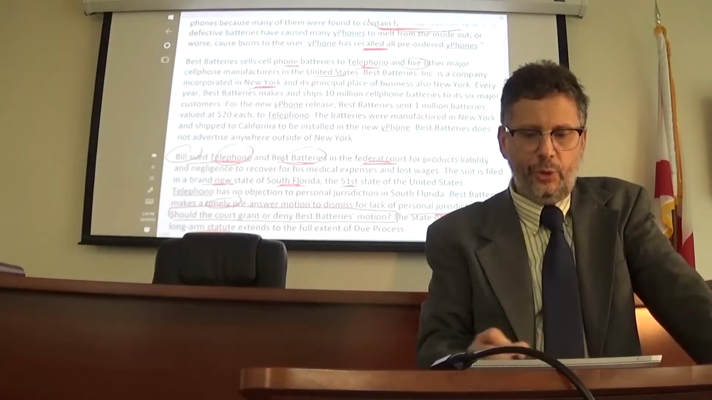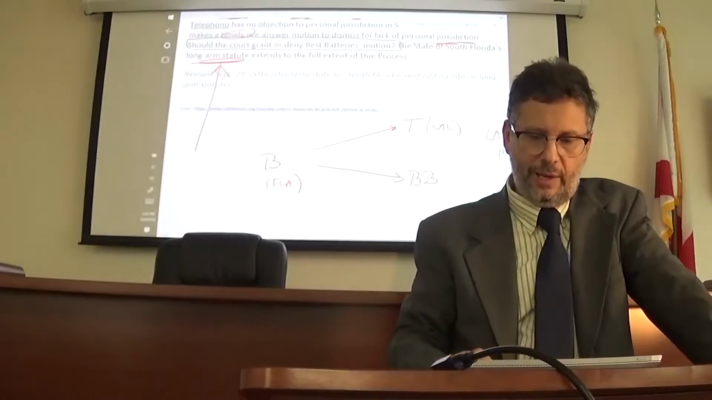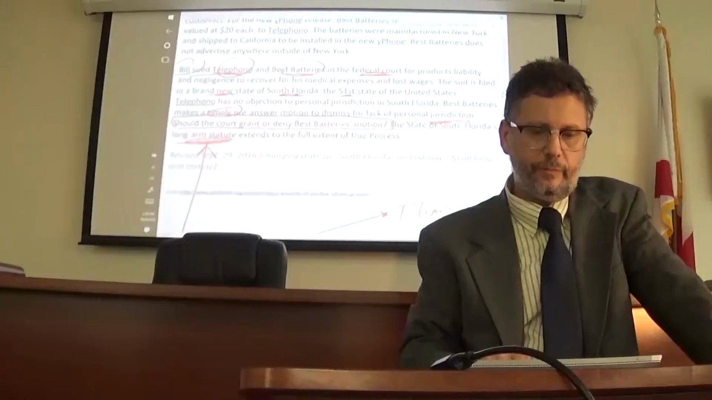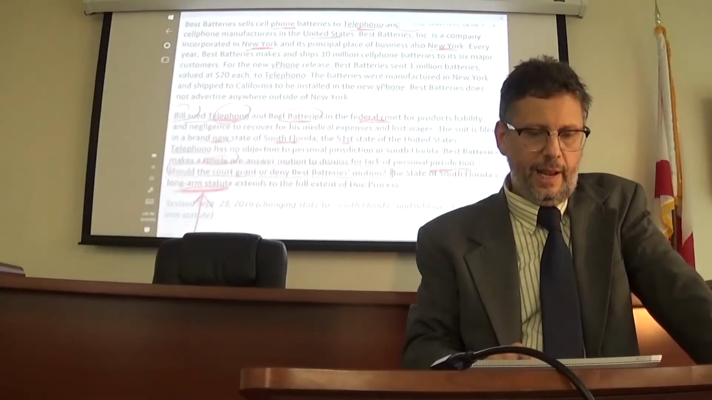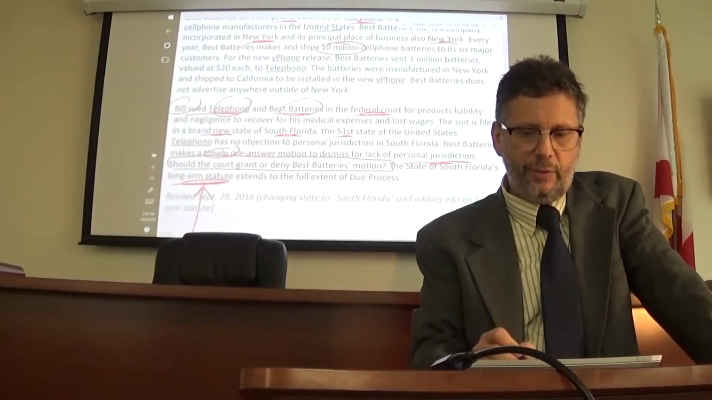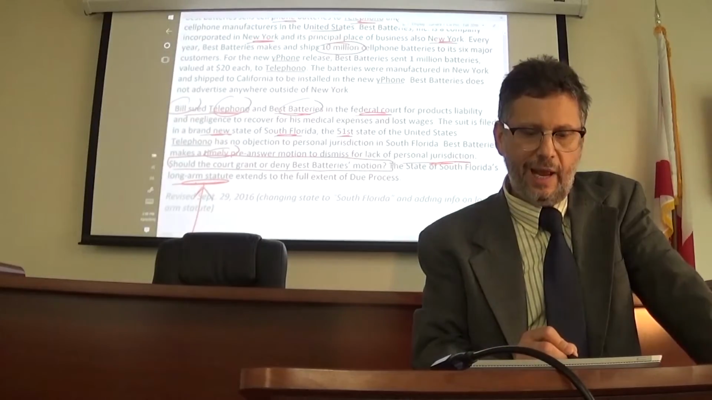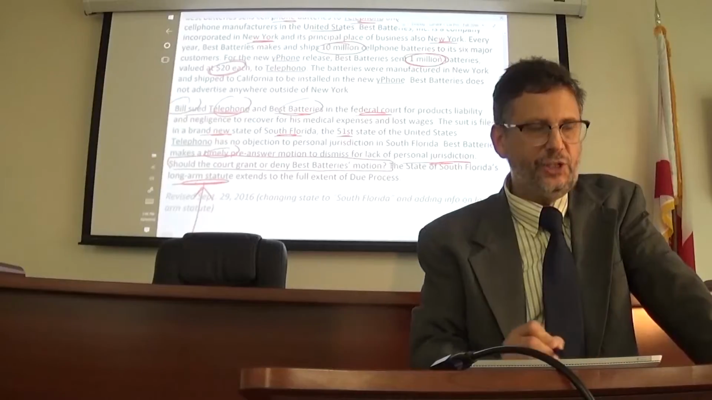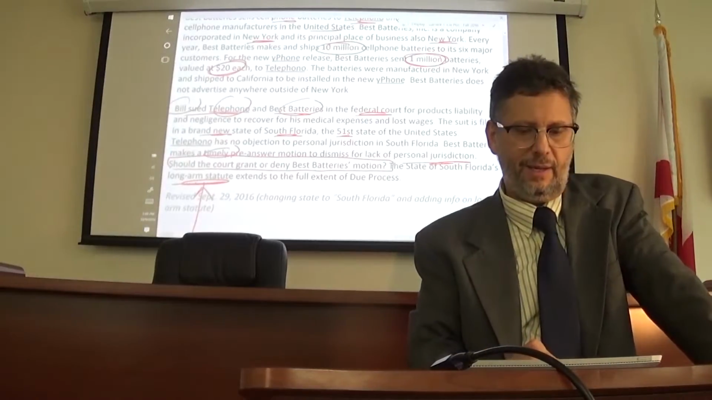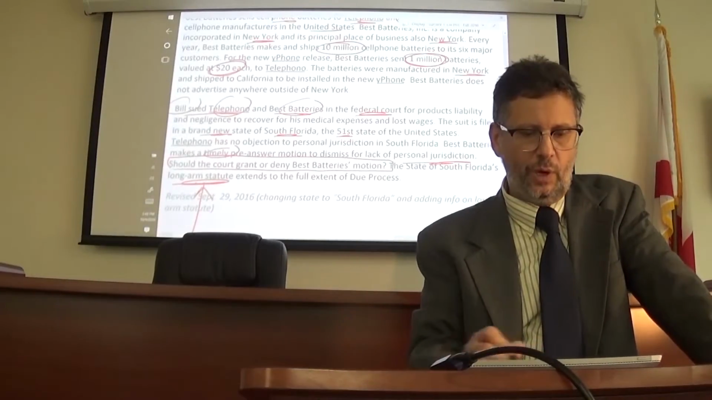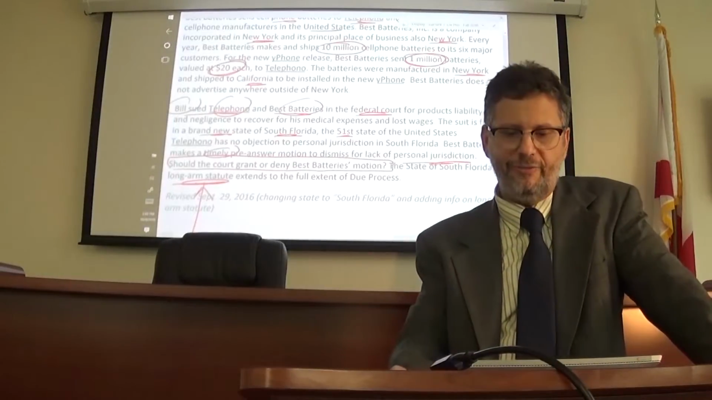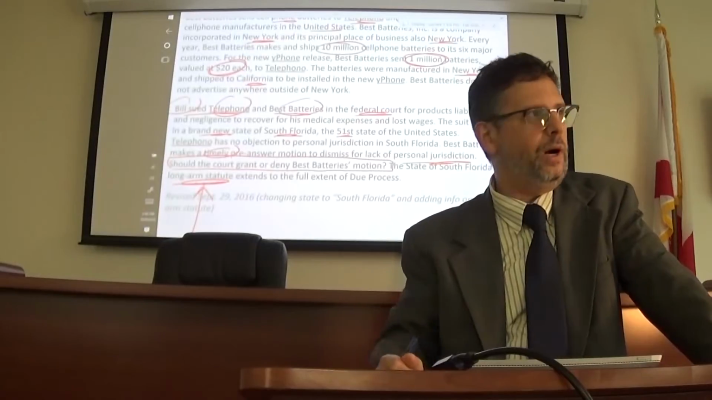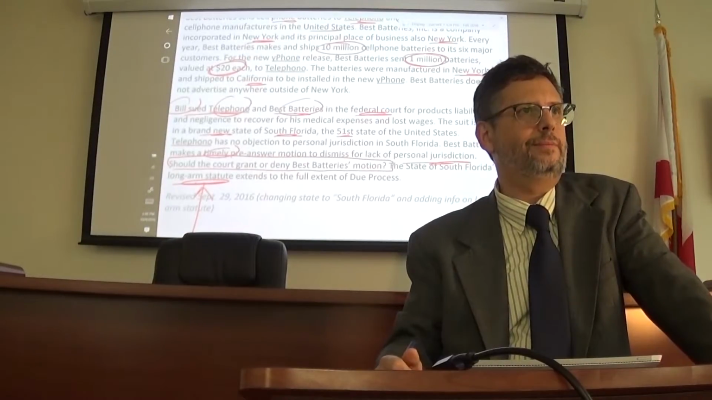It's incorporated in New York with its PPOB in New York. Okay, so we go down here, New York, right? It makes and ships 10 million cell phone batteries to its 6 major customers every year. For the Y-phone, it sent 1 million batteries, $20 each to Telefono, all right? Batteries are manufactured in New York and shipped to California to be installed in the Y-phone. Best Batteries does not advertise anywhere outside of New York.